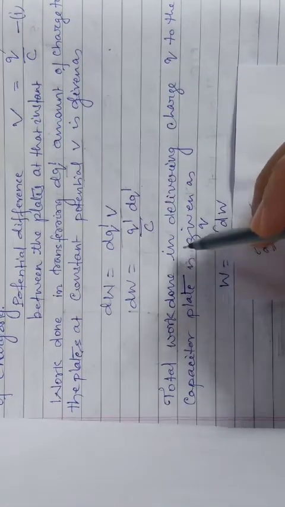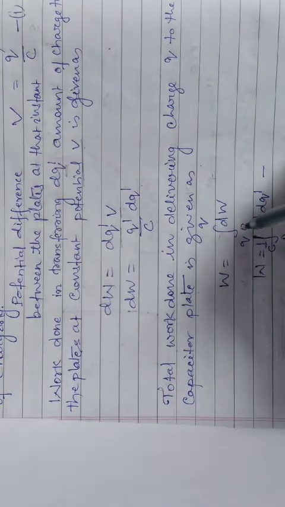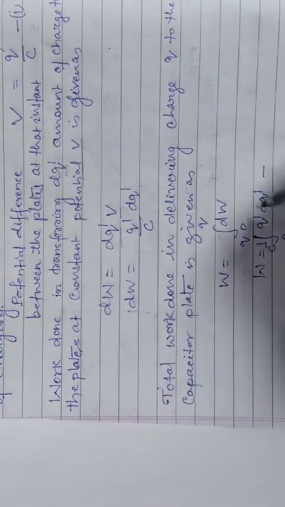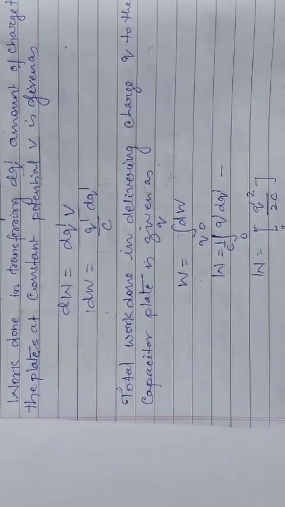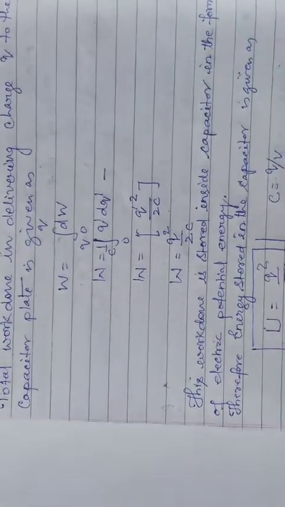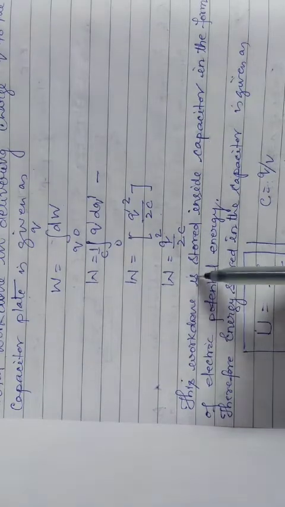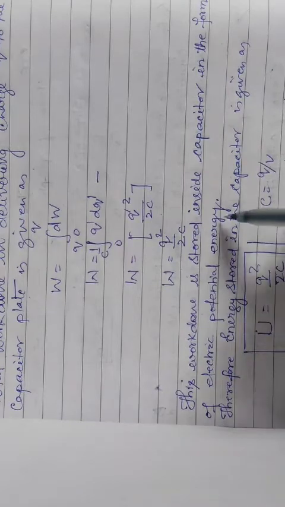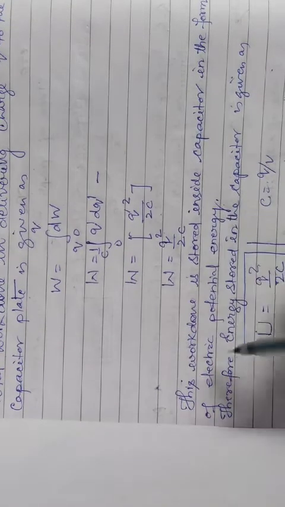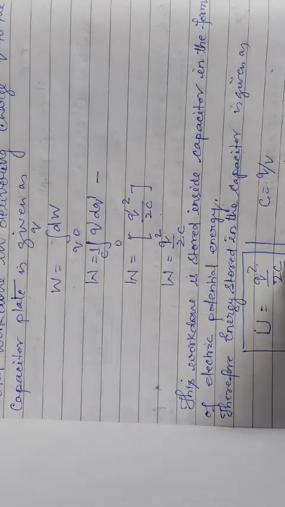So total work done in delivering charge Q to the capacitor plate is given as integration of dW from 0 to Q. Solving this, we get work done is equal to Q square by 2C. This work done is stored inside the capacitor in the form of electric potential energy. So the expression for energy stored in the capacitor will be Q square by 2C.